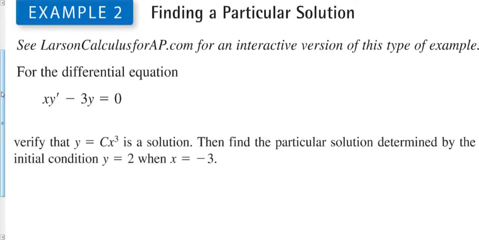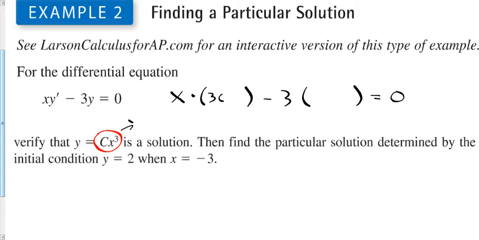So we're finding a particular solution, and what they're asking you to do is look at this differential equation and verify this solution. So I guess what they're saying is that y equals this, and let's just look at this differential equation, right? x times y prime minus 3 times y equals 0. Well, we know that y prime is going to be 3cx squared. We don't know what that constant is. It could be any number, and we also know that y is just cx cubed.